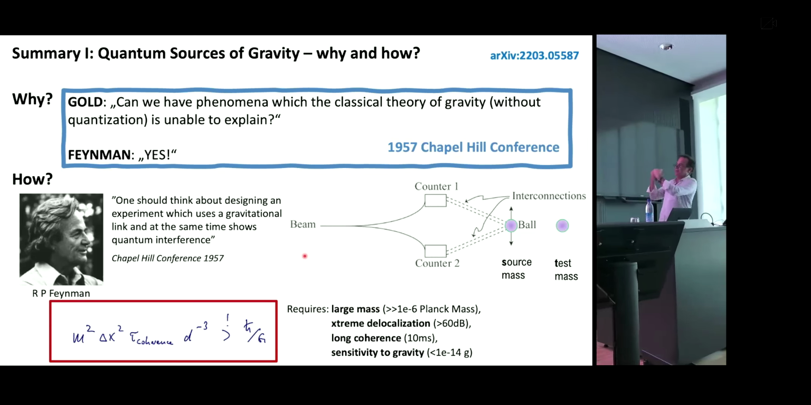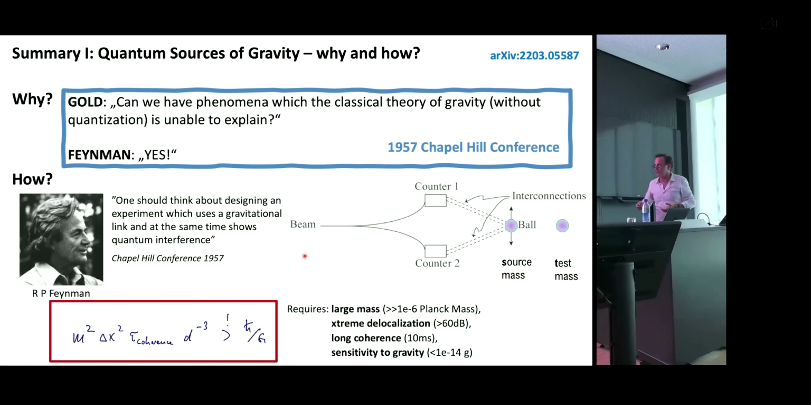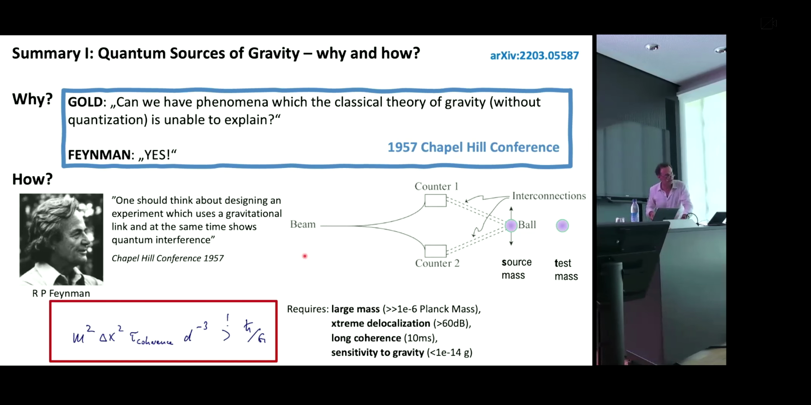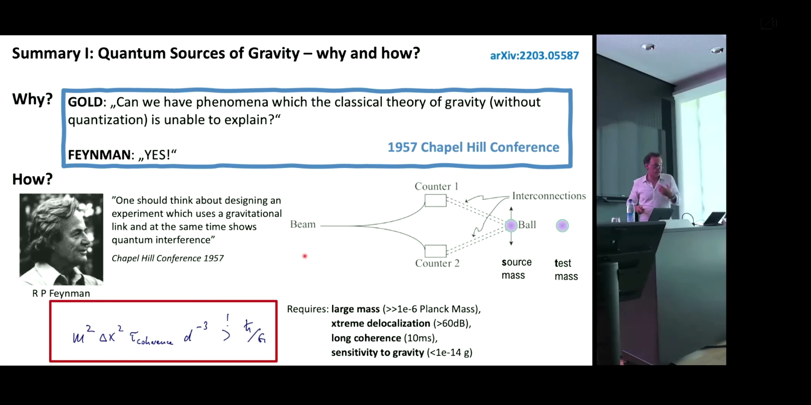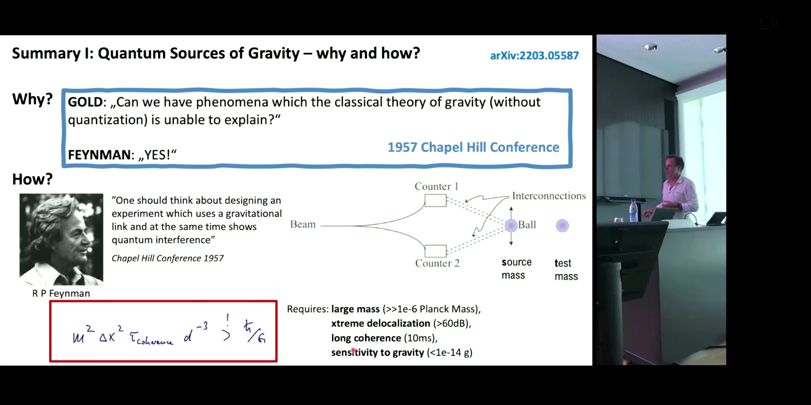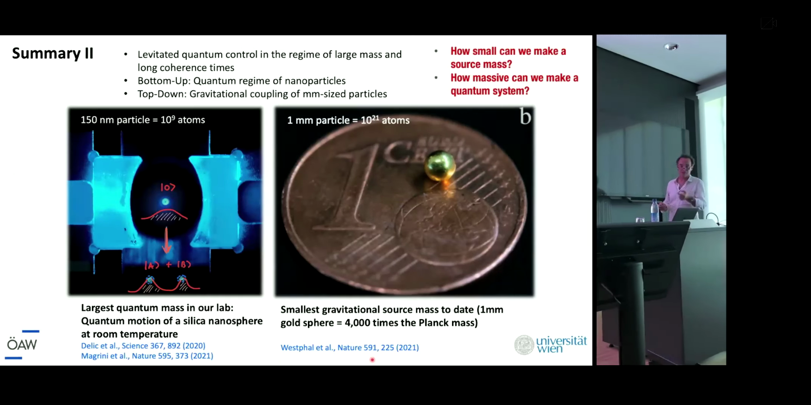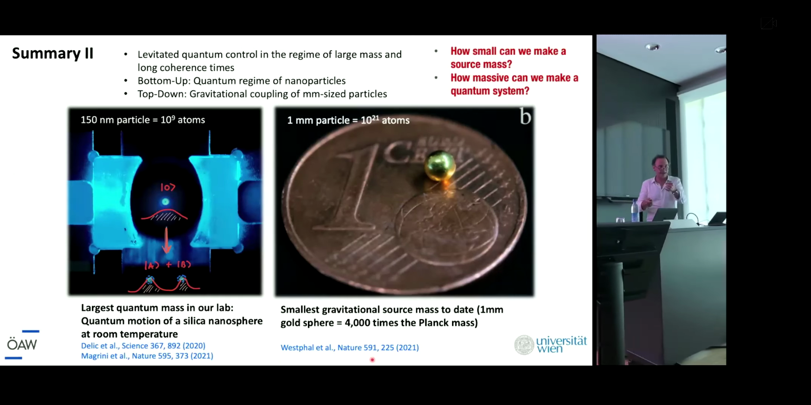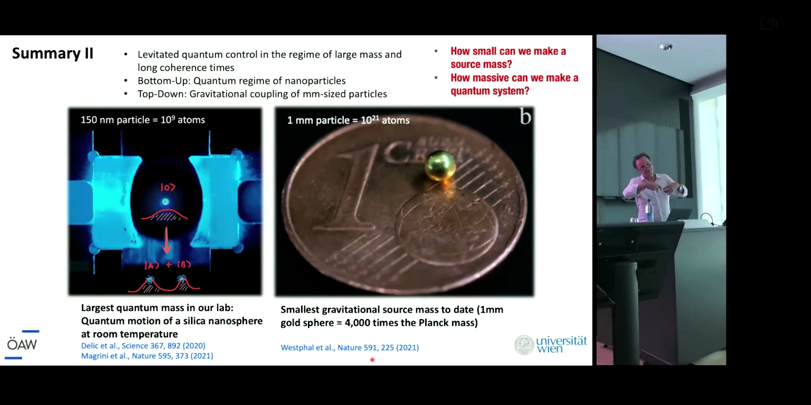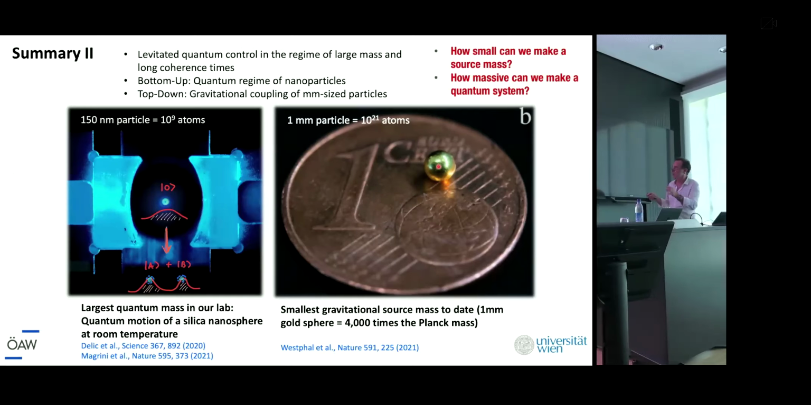How? Well, basically, we are inspired by the early ideas of Feynman and now go into the modern day of quantum controlled solids, where we think that the requirements for large mass, extreme delocalization, long coherence time, and sensitivity to gravity can be realized. The way we do it is by combining a bottom-up approach, where we start with nanoparticles where we already have quantum control, and now try to grow them in size, in mass, and coherence time, combining with a top-down approach where we measure gravity for smaller and smaller particles at shorter and shorter distances.